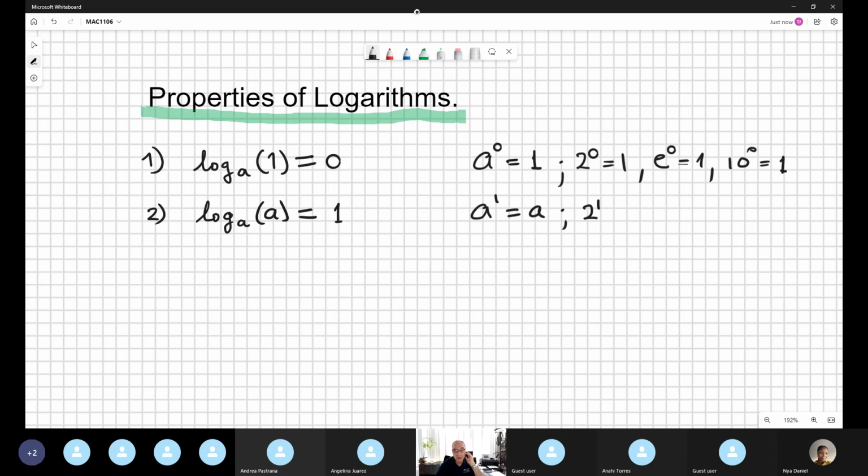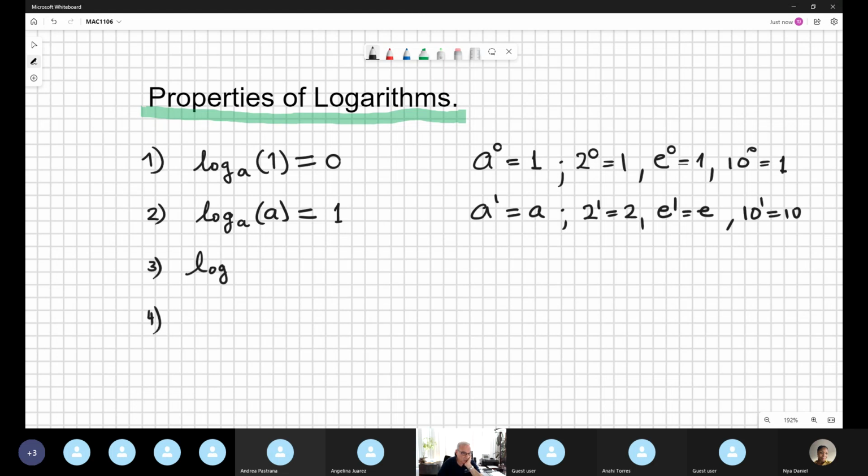For example, 2 to the 1 is 2. E to the 1 is E. 10 to the 1 is 10. Number 3 and number 4 are twin brothers. They are similar.